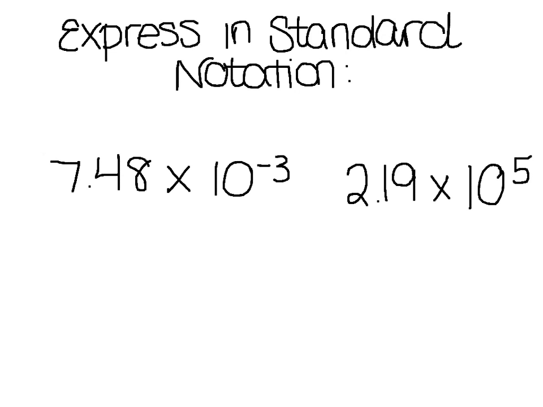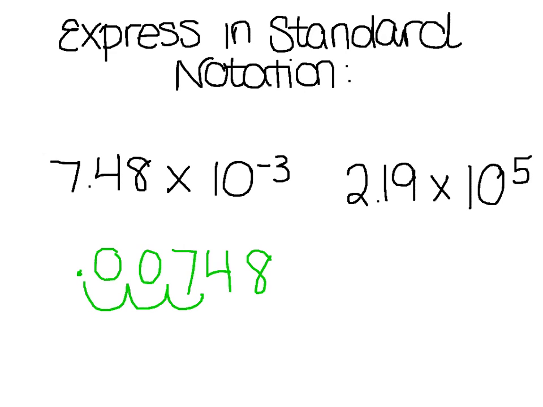Okay, looking at this, we have 7.48 times 10 to the negative 3. If I have 748 and my decimal spot is here, I'm moving 3 to the left, so 1, 2, 3. I'm going to fill in my holes, and my new number is 0.00748. If you got that, very good.